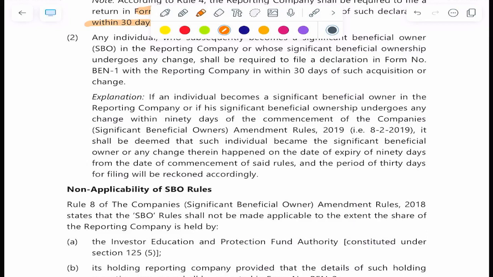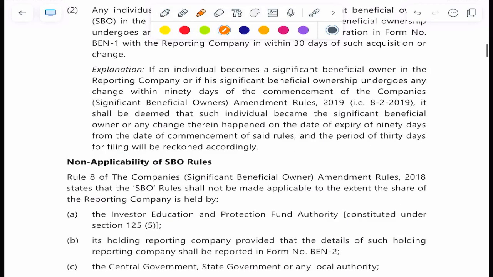If an individual becomes a significant beneficial owner in a reporting company, or his significant beneficial ownership undergoes any change, within 90 days of the commencement of the rules, that is 8/2/2019, it shall be deemed that such individual became the significant beneficial owner, or any change therein happened, on the date of expiry of 90 days from the date of commencement of said rules. The period of 30 days for filing will be reckoned accordingly.